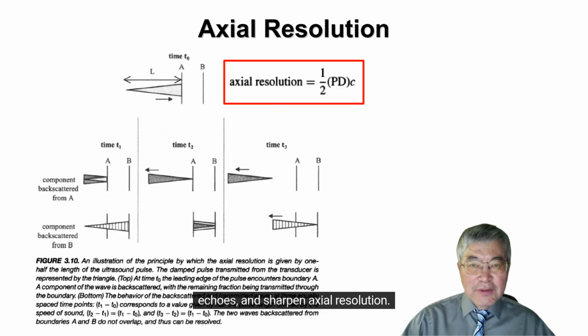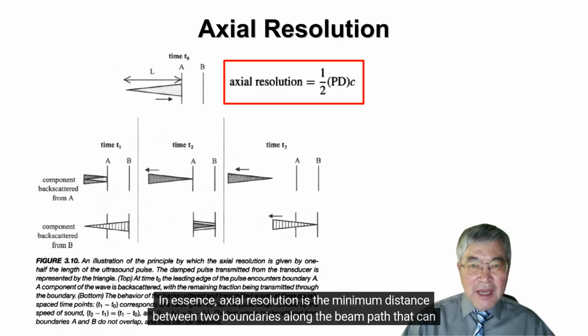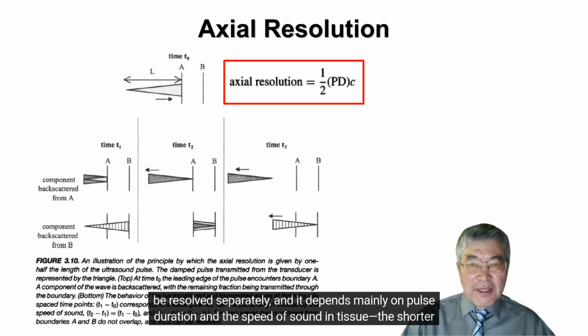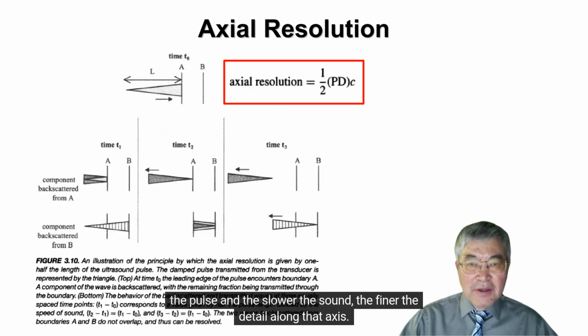In essence, axial resolution is the minimum distance between two boundaries along the beam path that can be resolved separately, and it depends mainly on pulse duration and the speed of sound in tissue. The shorter the pulse and the slower the sound, the finer the detail along that axis.